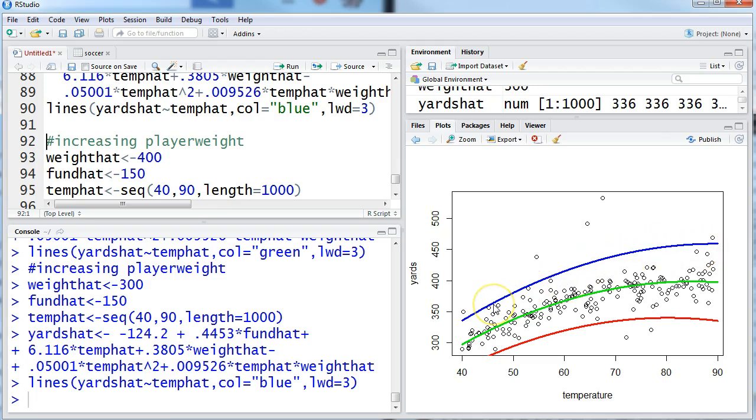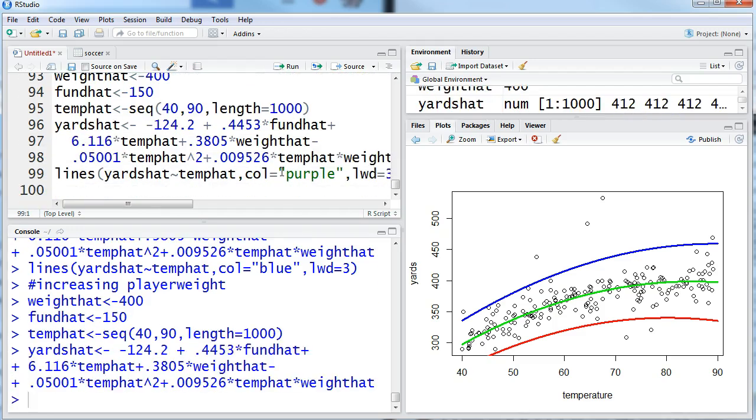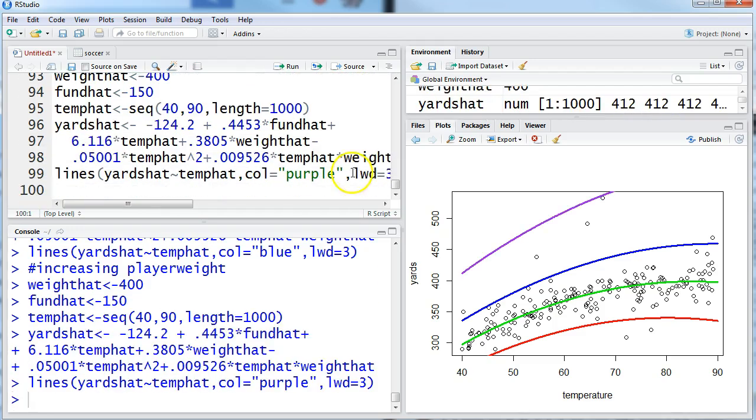Okay, now I can see what the effect of having a heavier player is. So let's try a 400-pound. This is the heaviest they get, and you can see it's up there. So how would I explain this? As temperature increases, the yards increase, but for lightweight players, they tend to plateau pretty quickly. For heavier players, they don't seem to plateau nearly as well.